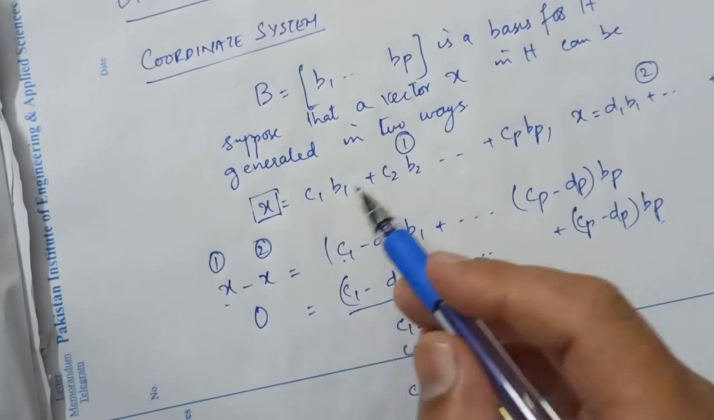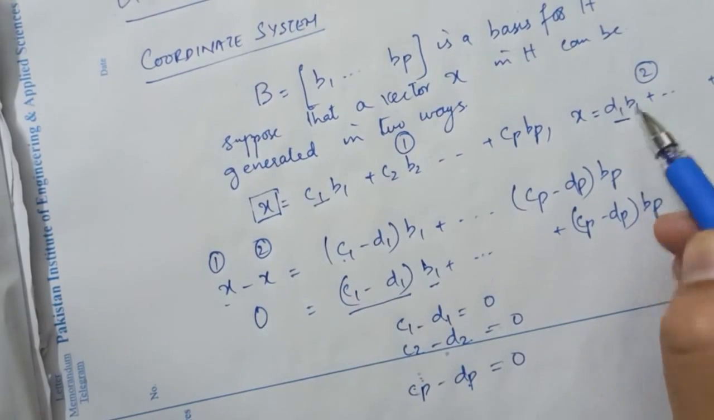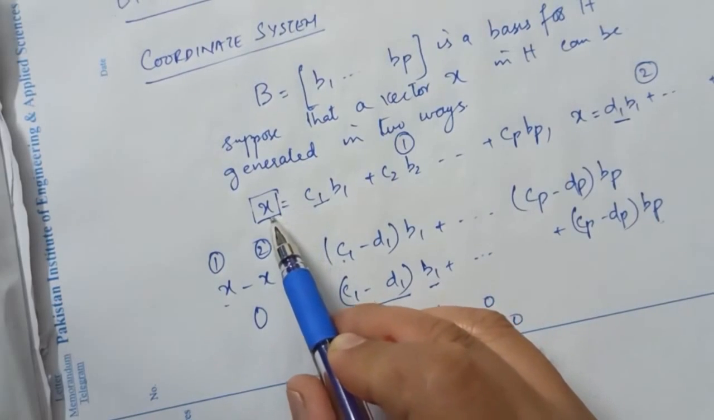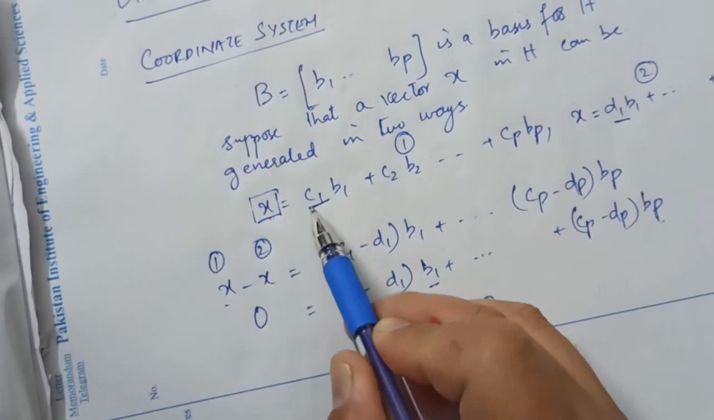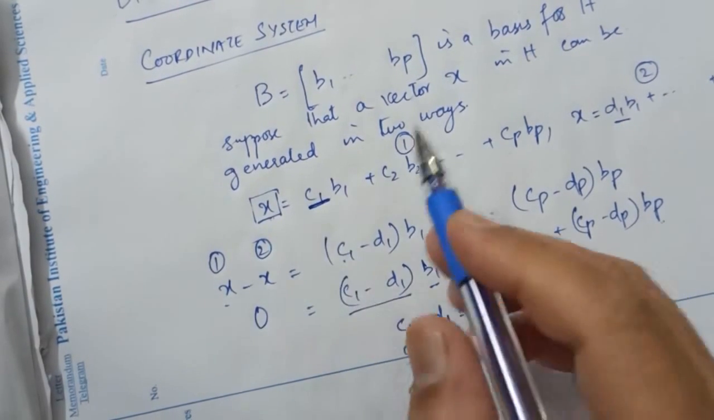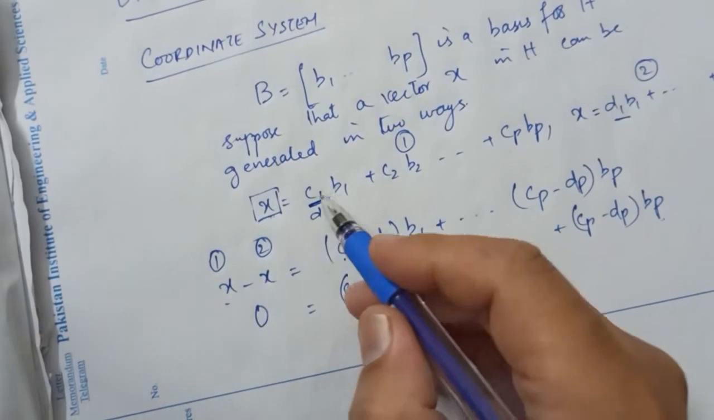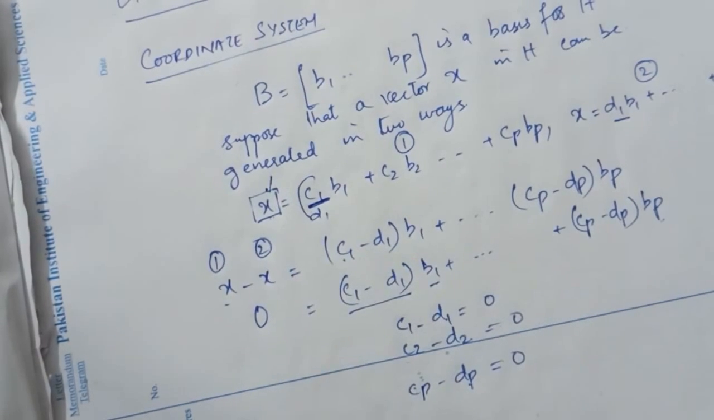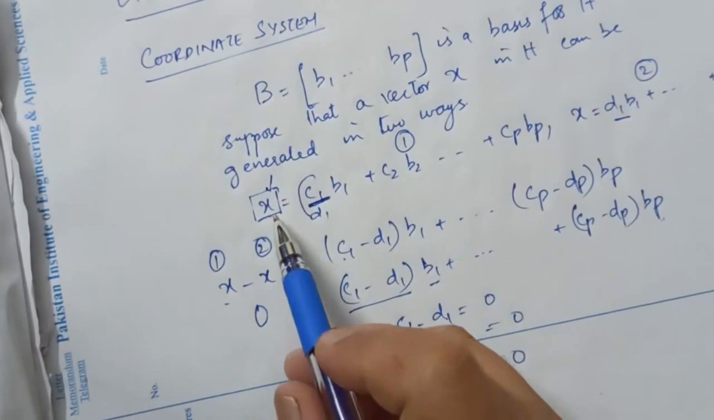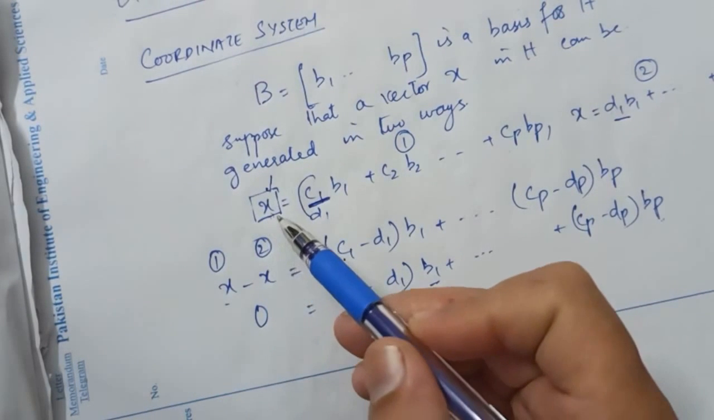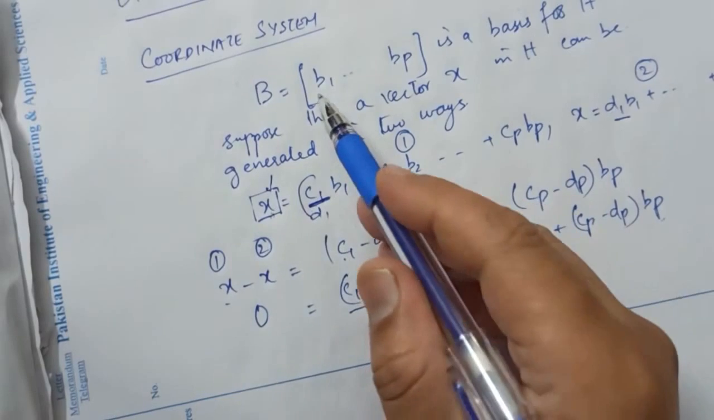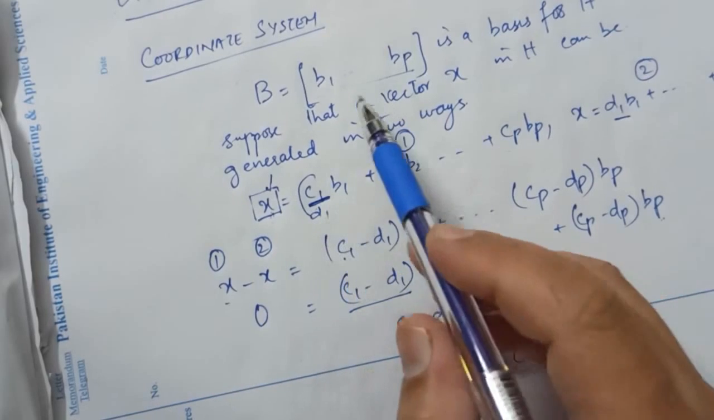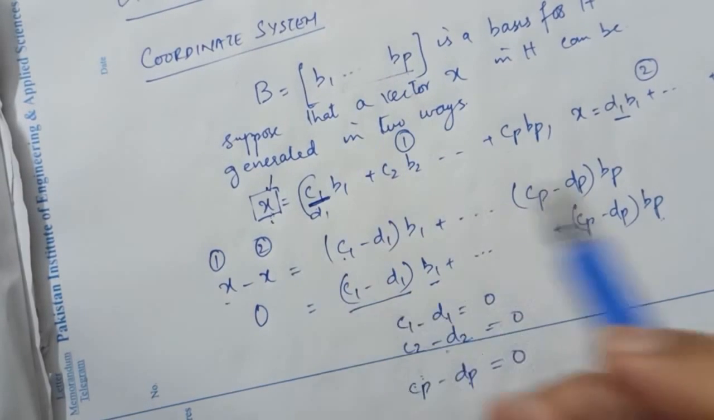Since C1 and D1 are the same, the vector X can only be written in one form, and because C1 is equal to D1, nothing will change. So this vector X can be written in only one way. There are no two representations of vector X. There are no different linear combinations of these basis vectors that can generate X. There is only one linear combination of the basis vectors that can generate X. Okay.